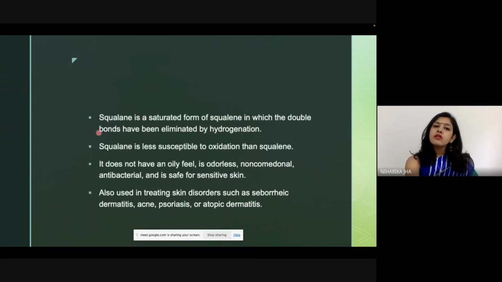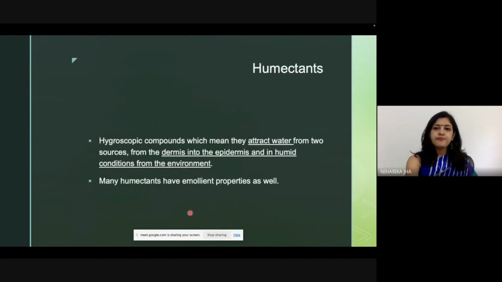There is a product which is called choline, which is basically a saturated form of choline. This choline does not have an oily feeling. It is odorless, it is non-fumigenic in nature, and it is safe for sensitive skin. It can be one of the components of the moisturizer which is used for acne-prone skin. Apart from that, it can be used in diseases such as psoriasis, atopic dermatitis, seborrheic dermatitis, etc.